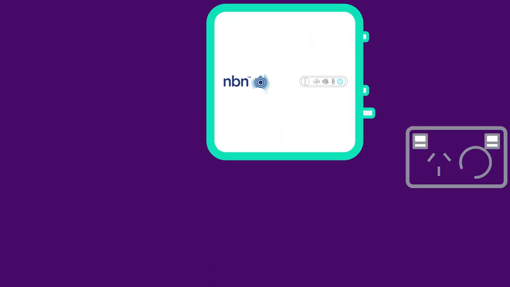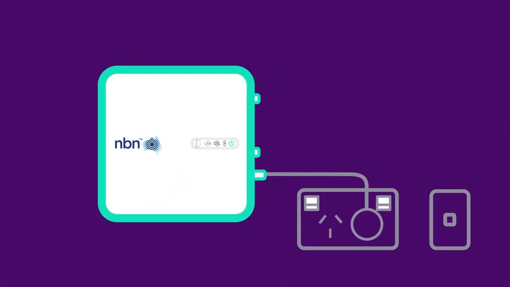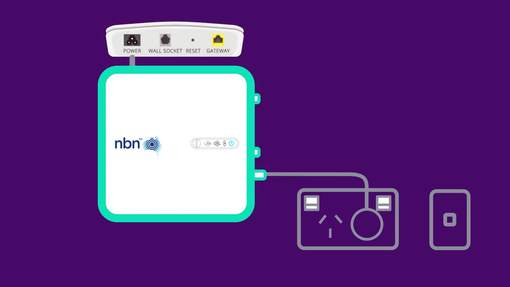First, open your NBN box. Use the power cord to connect the connection device to your power outlet. Plug the power cable into port A and the other side into the wall power socket.